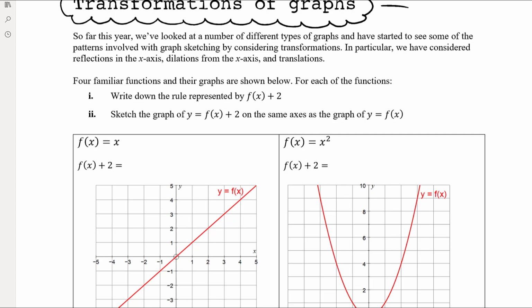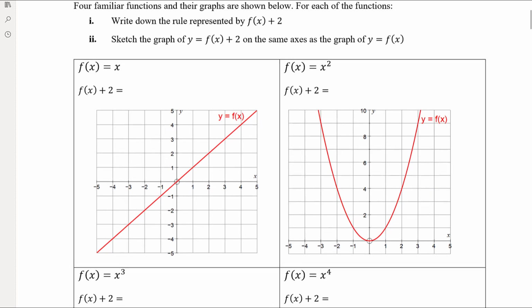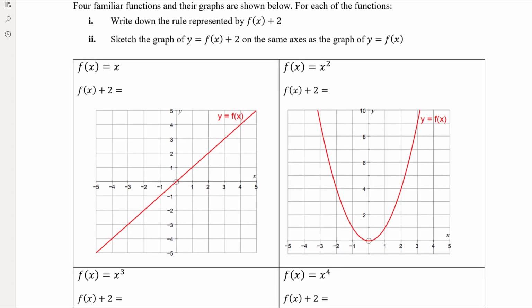Okay, so 4 familiar functions and their graphs are shown below. For each of the functions, write down the rule represented by f of x plus 2 and sketch the graph of y equals f of x plus 2 on the same axis as the graph of y equals f of x.